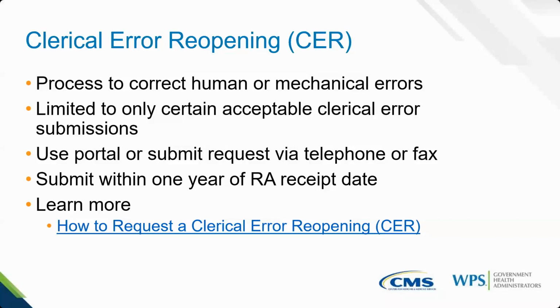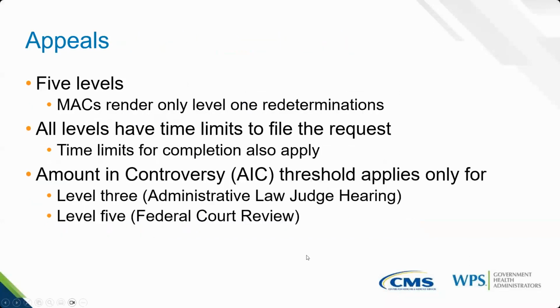Examples of acceptable clerical error submissions are those that are mathematical or computational mistakes, transposed procedure or diagnosis codes, inaccurate claim entry or data entry, misapplication of fee schedules, or even computer errors. For claim denials, most often, with very few exceptions, you can request an appeal. The purpose of the appeals process is to ensure the correct adjudication of claims. There are 5 levels of an appeal. Only one level is rendered at the Medicare Administrative Contractor, and that is the redetermination.